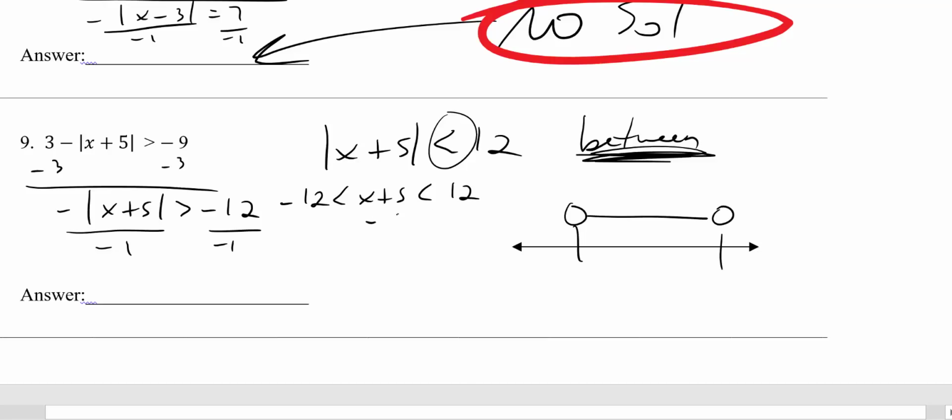And then I'm going to solve. So you can subtract 5 from all three sides. So negative 17 less than x less than 7. And that's what goes here. Negative 17 and 7. So you write this as the answer.